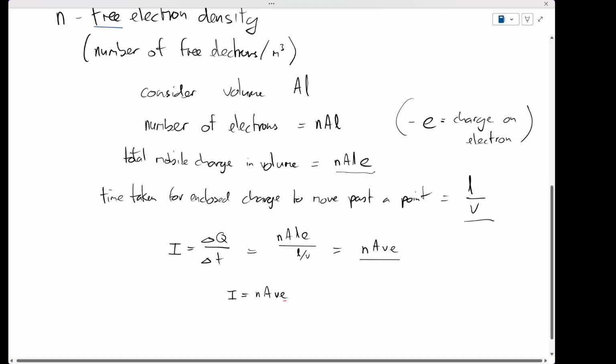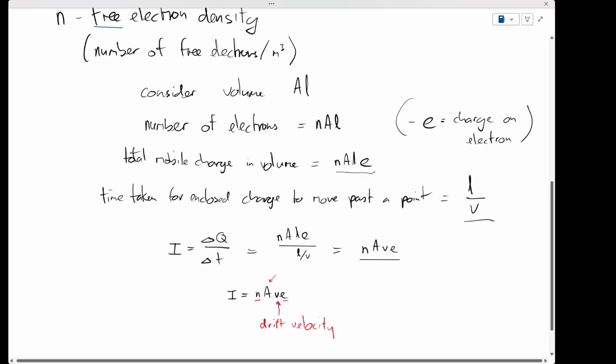e is of course fixed. That is the property of electrons. That's never going to change, 1.6 times 10^-19. n is a property of the material, a very large number. A, the cross-sectional area of the conductor. v, the drift velocity of our electrons. And as mentioned, we expect drift velocities to be small.